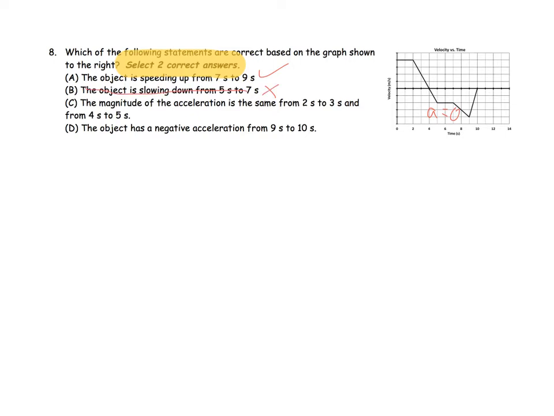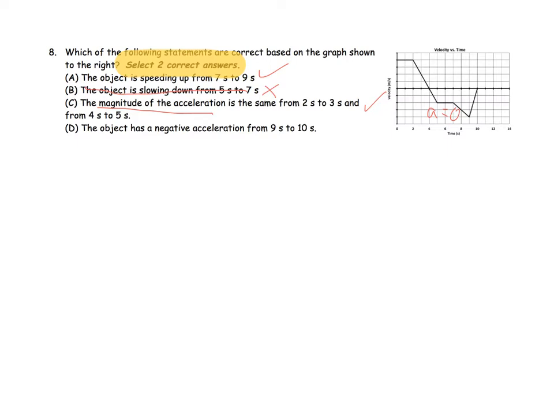For C, the magnitude of the acceleration from 2 to 3 seconds and 4 to 5 seconds is the same. So I look here, I have 2 to 3 is this region right here. 4 to 5 is that region right there. I can see that the slope is the same, and that's what we're looking at when we talk about acceleration. So same slope, so that one is correct.